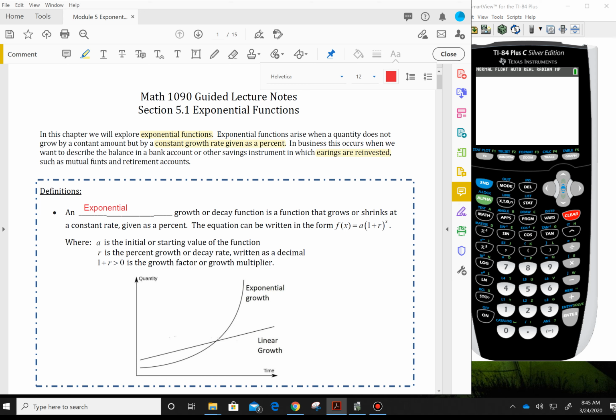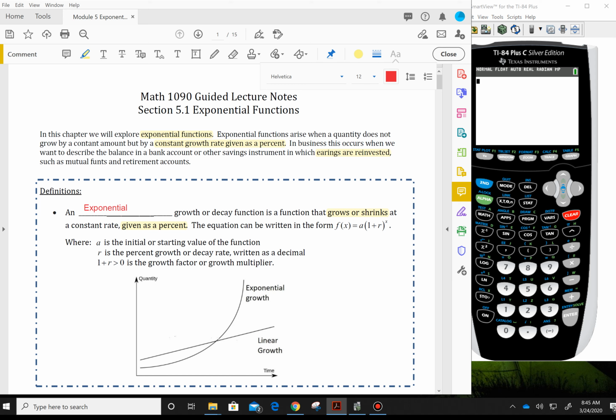An exponential growth or decay function is a function that grows or shrinks at a constant rate given as a percent. When you're reading questions in your homework, look for this word where they say something grows or shrinks as a percent. This is an indication that you will be looking at an exponential function.